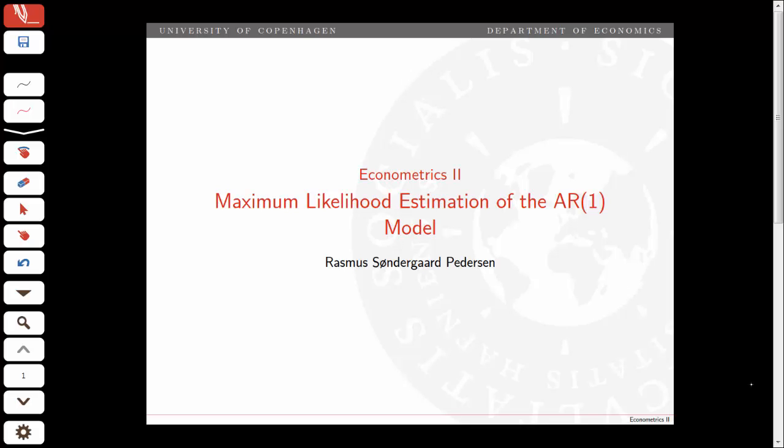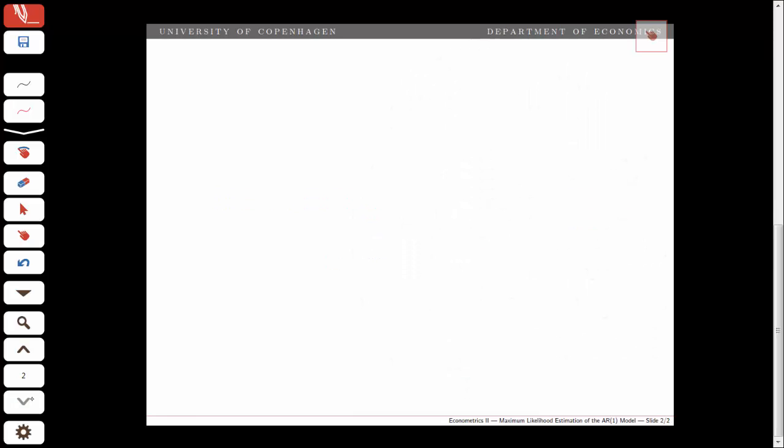In this video, we consider maximum likelihood estimation of the AR1 model. We start out by considering the case where we have a set of observations that are drawn from an IID process, and we seek to estimate the model parameters by maximum likelihood.